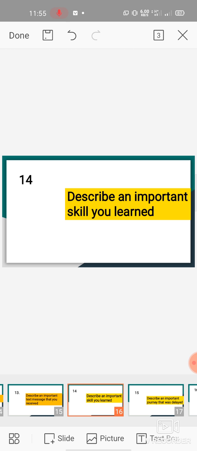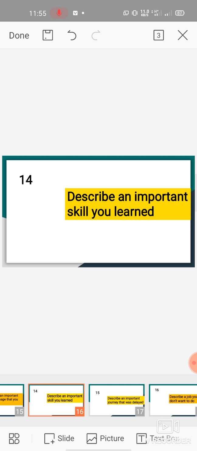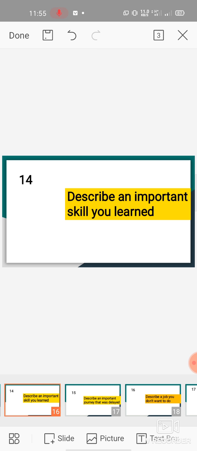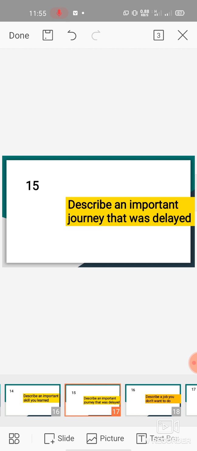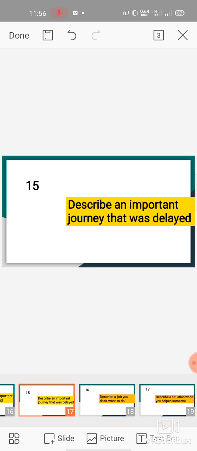14, describe an important skill you learned. So you can describe an important skill that can be anything like swimming and trekking, like that. 15, describe an important journey that was delayed. You can describe your important journey that was delayed, due to coronavirus also.